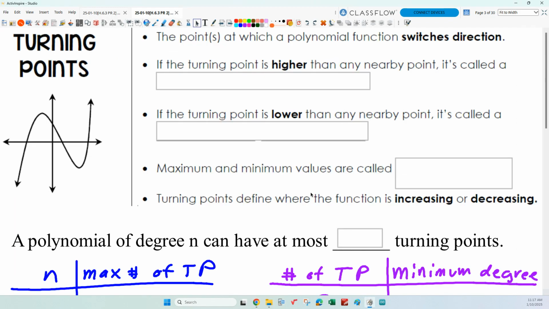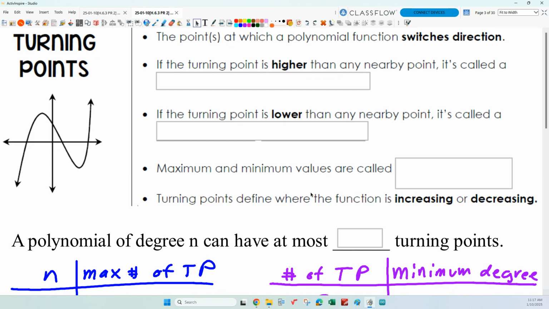All right, so turning points. What are turning points? They're kind of what they sound like. The turning points are the points at which a polynomial function switches direction. So in other words, an ant walking on the topography of a function, on that two-dimensional landscape, is going to either switch from walking uphill to downhill or vice versa. And remember, the ant is always walking in the positive x direction. So he's walking uphill here, downhill there, uphill there. Make sense? So where he's switching directions is where we get a turning point.